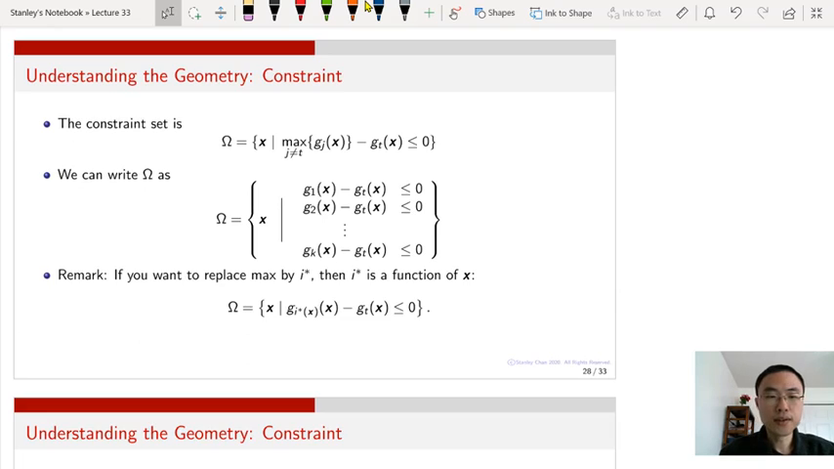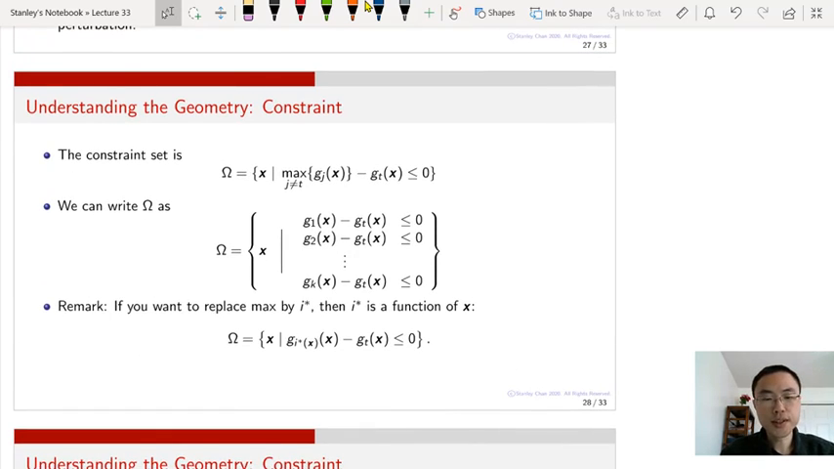The constraint set in the minimum distance attack form is, of course, just the set that contains all the x such that all these k equations are less than or equal to 0. And effectively, if you want to replace the max by g_{i*}, just bear in mind that this i star has to be a function of x. So once you change the data point x, this i star has to be changed as well.